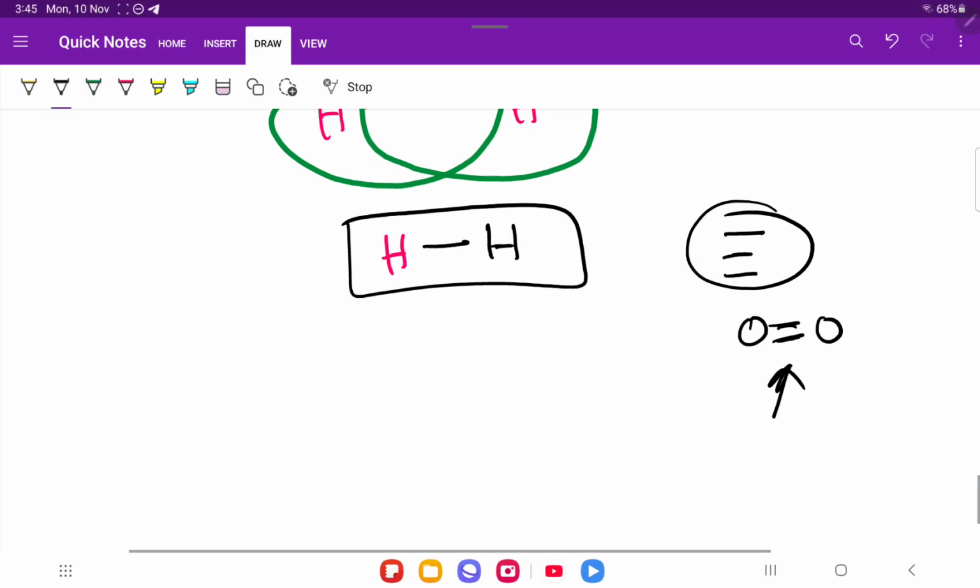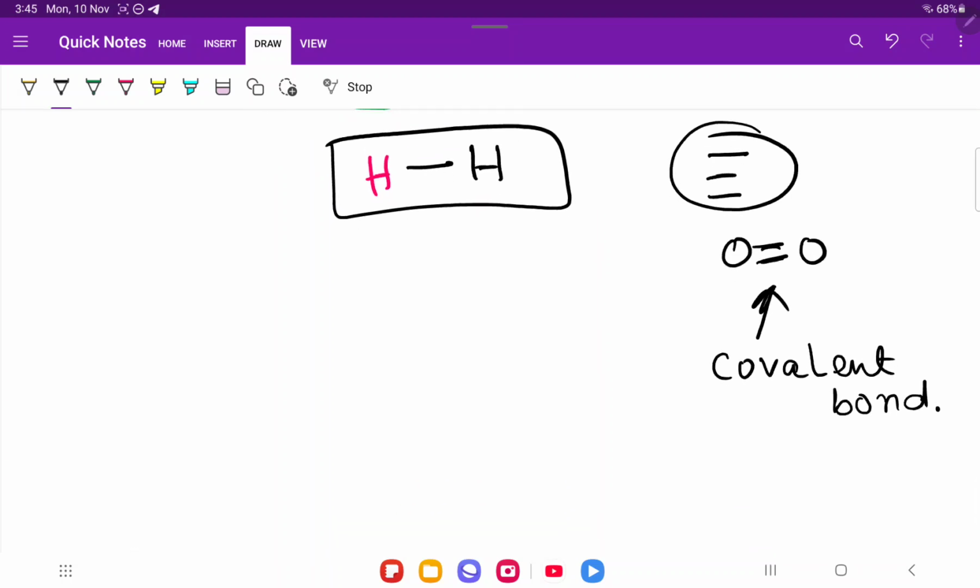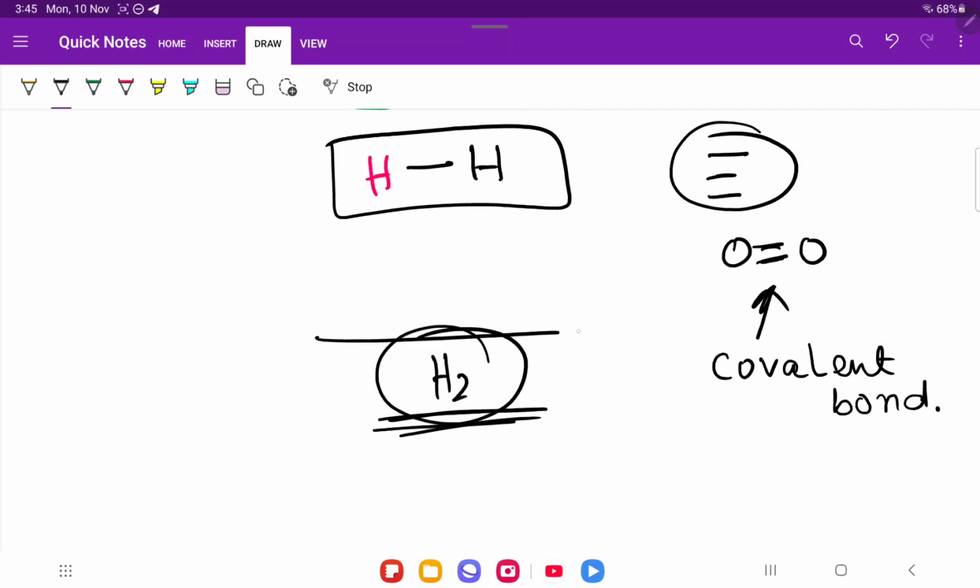So this is called a covalent bond, and the compound is called a covalent compound. This is how the hydrogen molecule is formed. Without hydrogen we can't form water either. So now we understood how hydrogen is formed.